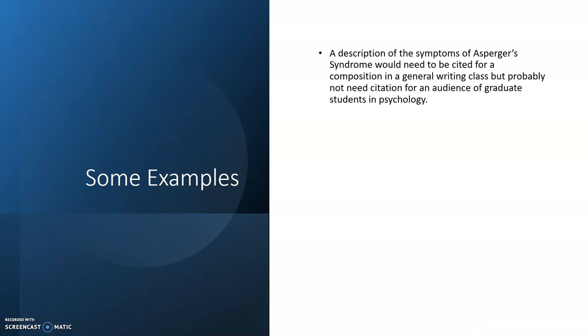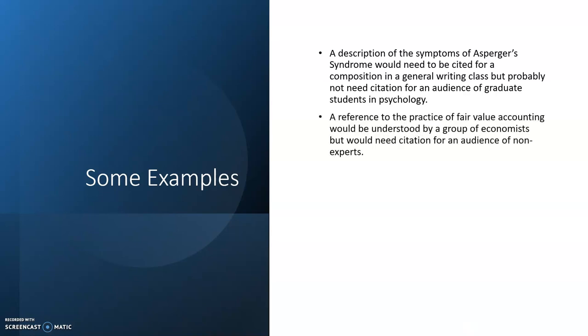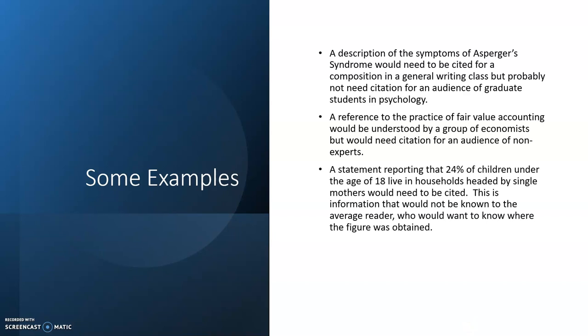So here's some examples. A description of the symptoms of Asperger's syndrome would need to be cited for a composition in general writing, like English 101, but probably not need a citation for an audience of graduate students in psychology. A reference to the practice of fair value accounting would be understood by a group of economists, but would need a citation for an audience of non-experts, which would be all of us. A statement reporting that 24% of children under the age of 18 live in households headed by single mothers would need to be cited because it's specific information that wouldn't be known to the average reader. And it could vary because someone else might go and do another survey and come up with a different answer. The best advice that I can give you, though, is when in doubt, cite your source. You'll never go wrong for saying where information came from.